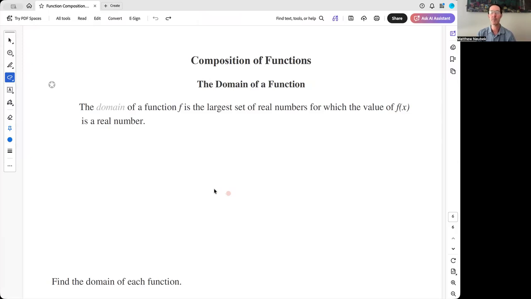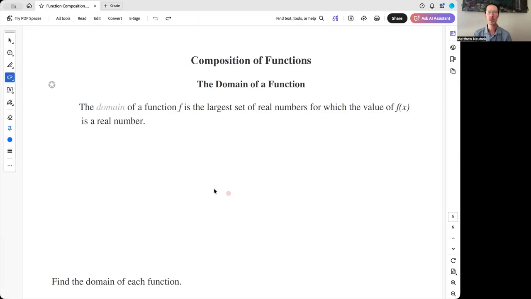So here we are, we're talking about composite functions, and the first fundamental concept I would like to make sure that everyone understands is the idea of the domain of a function. This is a mathematical way of seeing this, and I wanted to show it to you because you might run into it this way if you're using a textbook or another resource. The domain of a function f is the largest set of real numbers for which the value of f of x is a real number.